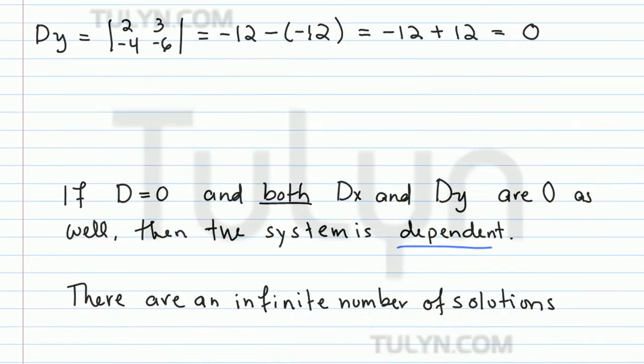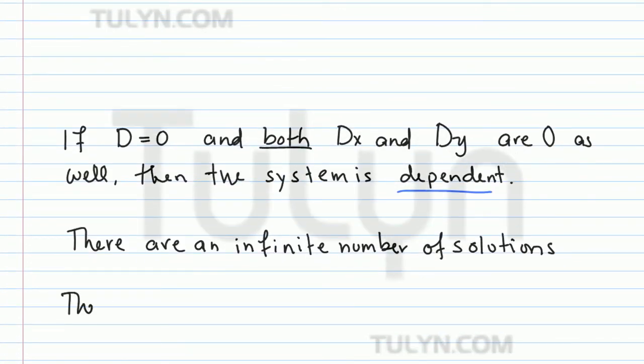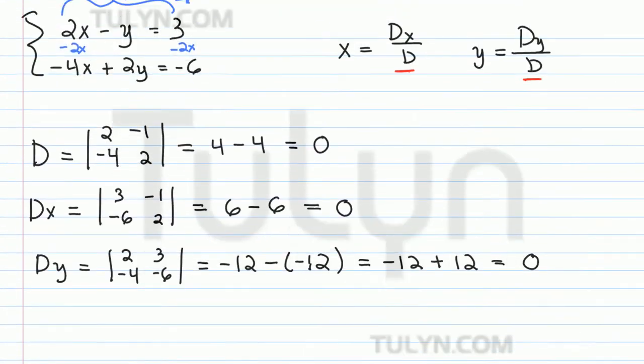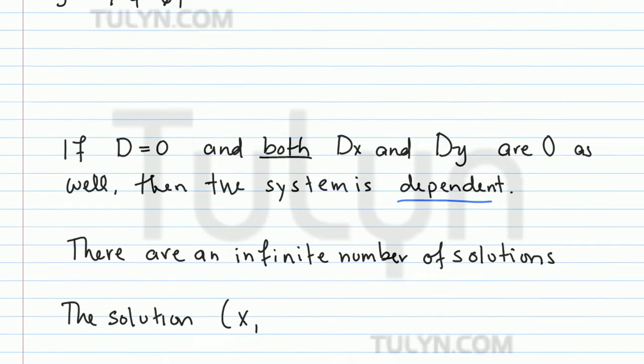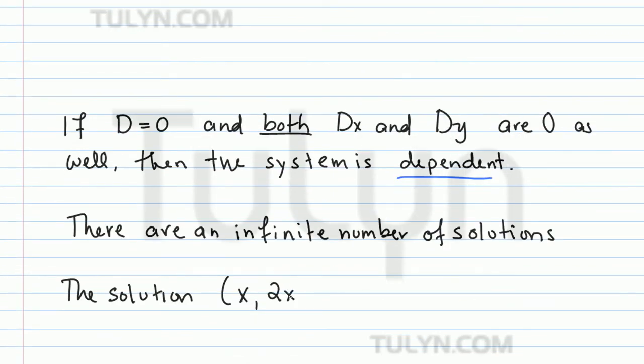So one way we can write our solution is in terms of the ordered pair x, comma y. But y we want to write in terms of this x. So instead of y, we want to write 2x minus 3, since it's a dependent system.